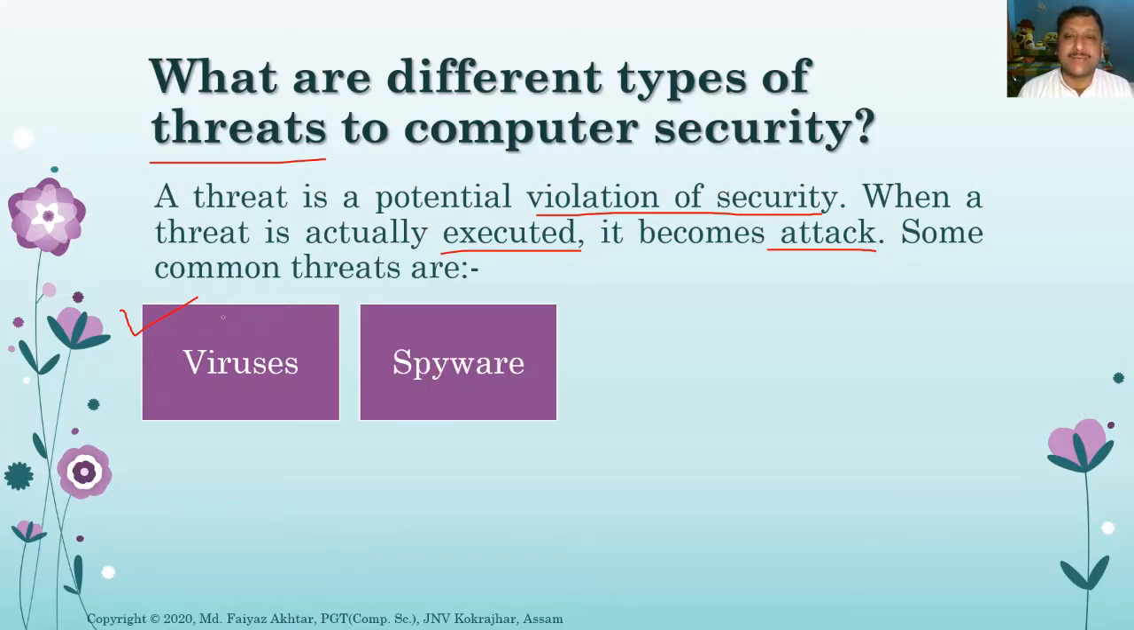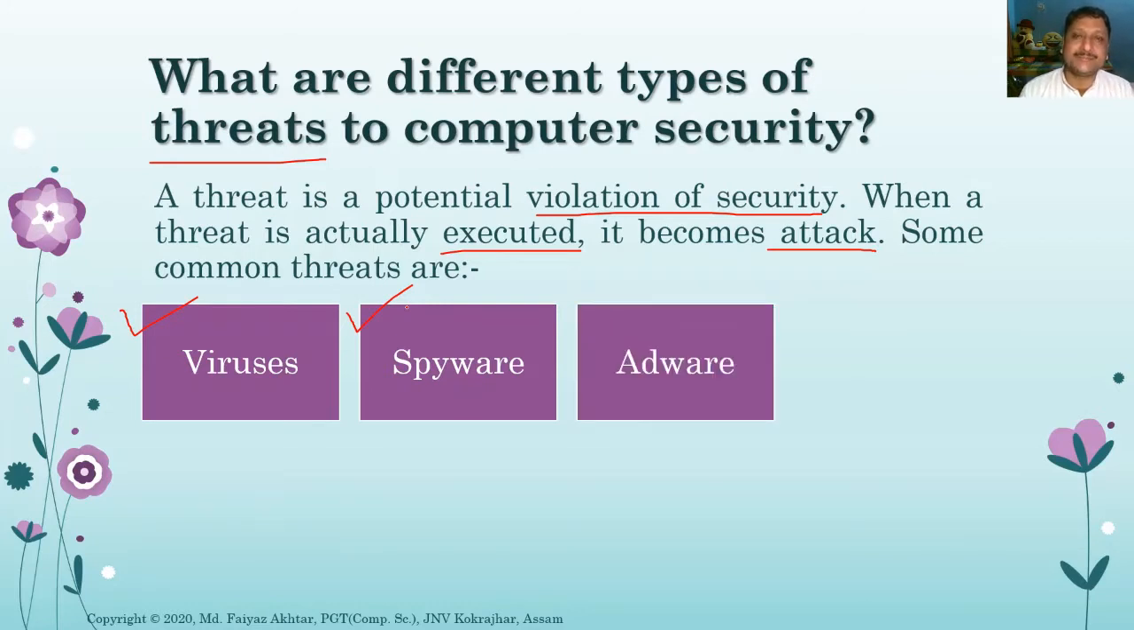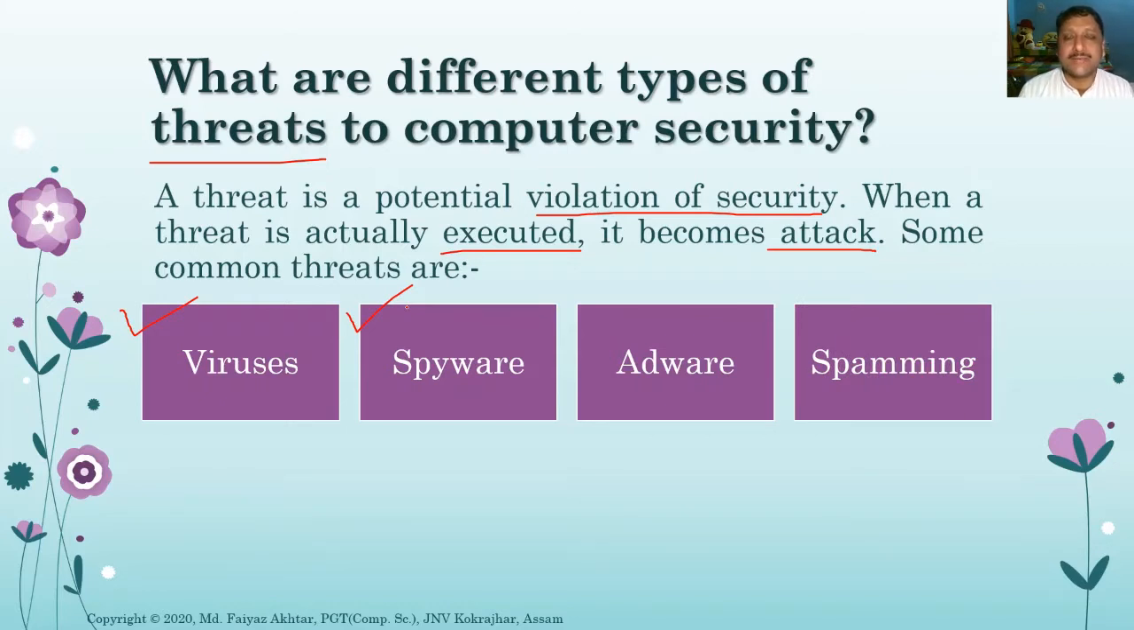Next is spyware. Spyware is a type of software which spies on our computer and gets our information. Whatever we do on the internet, all that information is accessed by some other or unauthorized person, which again puts us at risk. Similarly there is adware, which gives lots of advertisements. Spamming is there, where several unwanted emails will come in your inbox.